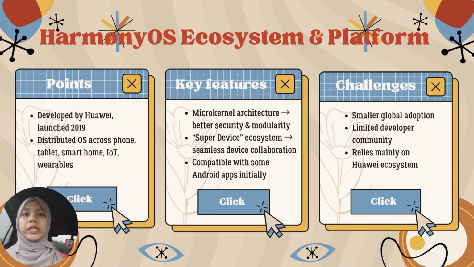Now, let's look at HarmonyOS. HarmonyOS is developed by Huawei and was launched in 2019. It is designed as a distributed operating system that works across phone, tablet, smart home, IoT devices, and wearables. One of its key features is the microkernel architecture, which improves security and modularity. HarmonyOS also introduced the super device ecosystem, allowing seamless collaboration between multiple devices. Additionally, it is initially compatible with some Android apps, helping ease the transition for users and developers.